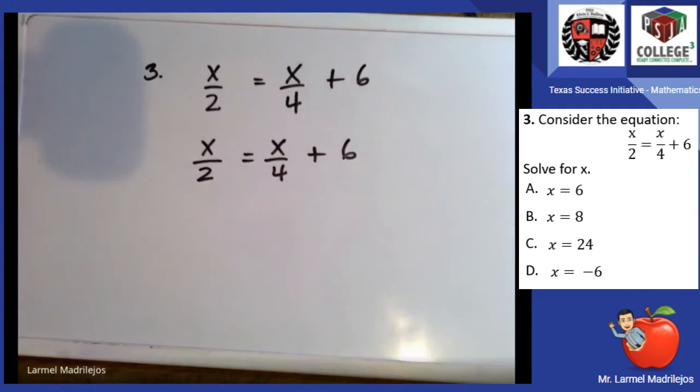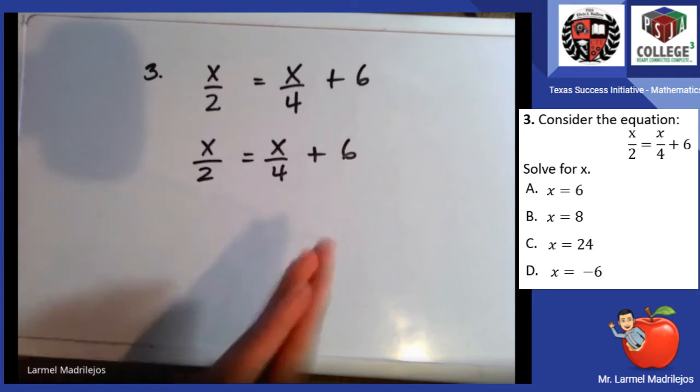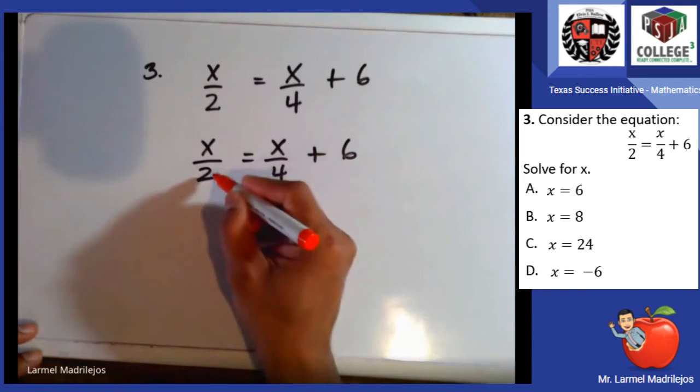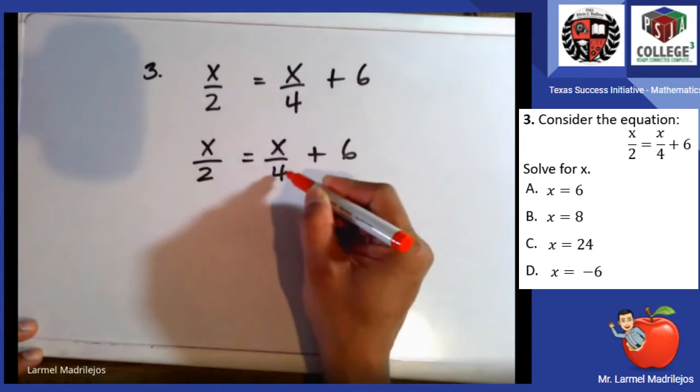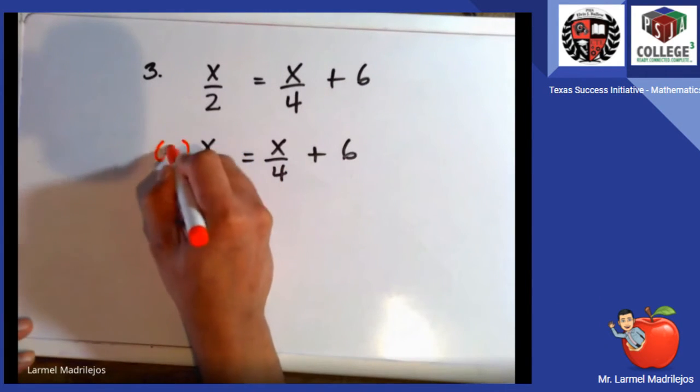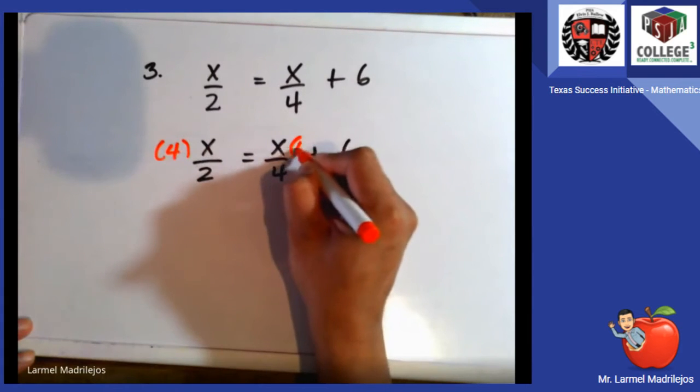First thing I'm going to do is, I don't want a fraction. To eliminate the fraction, look for the greatest denominator that is common to both fractions here. I believe the common denominator is 4. 4 goes to 2 and 4 goes to 4, so I just need to multiply by 4. I'm going to multiply 4 on both sides, on every term.